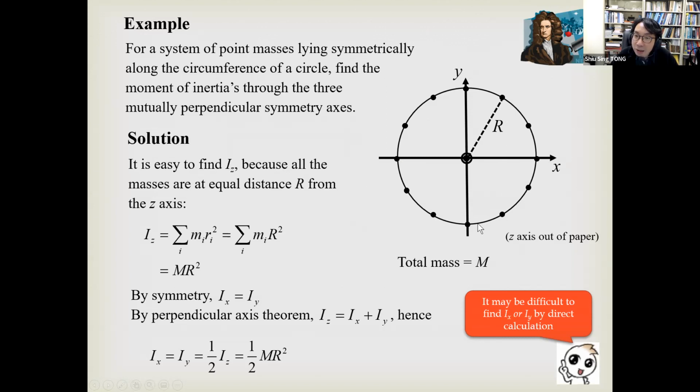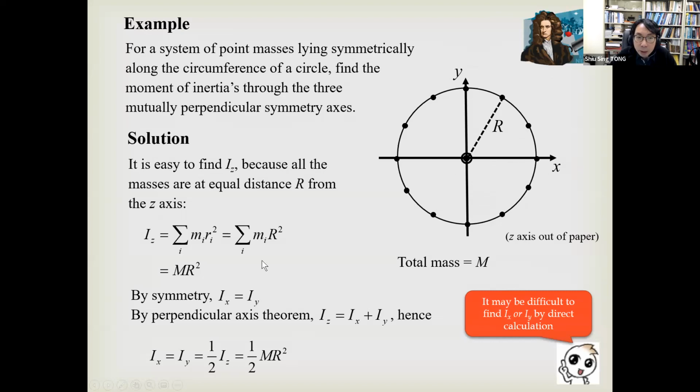If I sum up the total mass of these point masses, I find that the total mass is capital M. Even though I don't know how many masses there are, and I don't know the respective angle between the masses, I still can calculate the moment of inertia of the configuration about the X, Y, and Z axes. That sounds quite counterintuitive, but let's see how we do it.